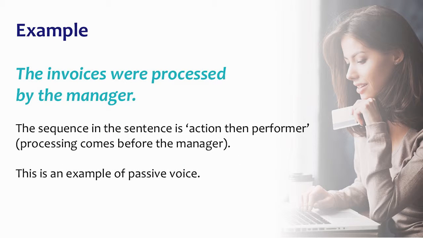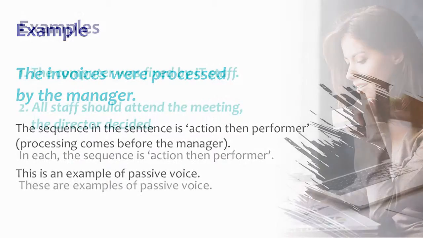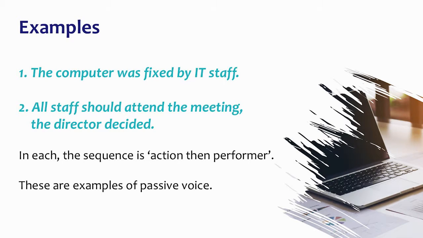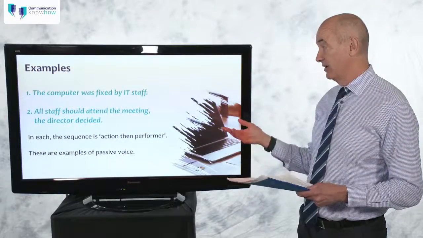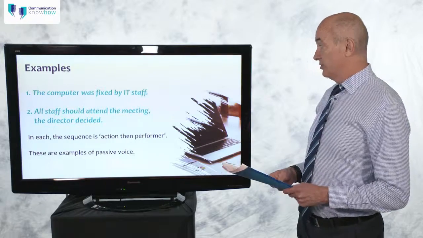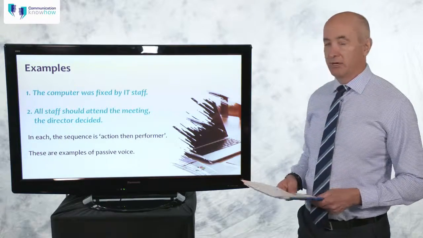So let's look at the passive version of those other sentences that we've been looking at. And in this case, the computer was fixed by IT staff. So you'll recall the original was IT staff fixed the computer. But when we write in the passive voice, the action comes first. What's the action in this sentence? The computer was fixed. Who did it? IT staff. And the second sentence, all staff should attend the meeting, the director decided.